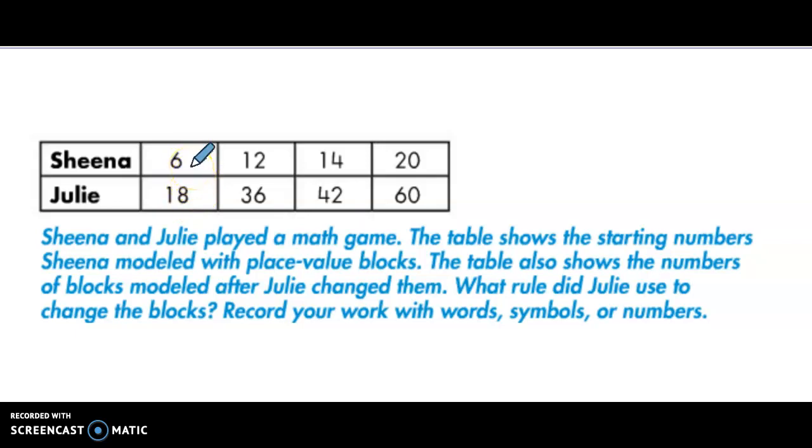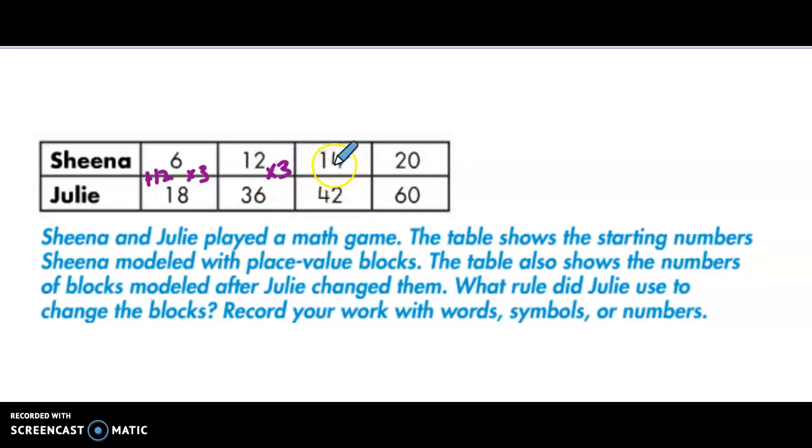If I add, it would be plus 12. If I multiply, it would be times 3, because 6 times 3 is 18. So let's just double check and see which one of those works. When I go to the next term, 12 plus 12, oh, it's not 36. So let's check our other one. 12 times 3, yes, that is 36.